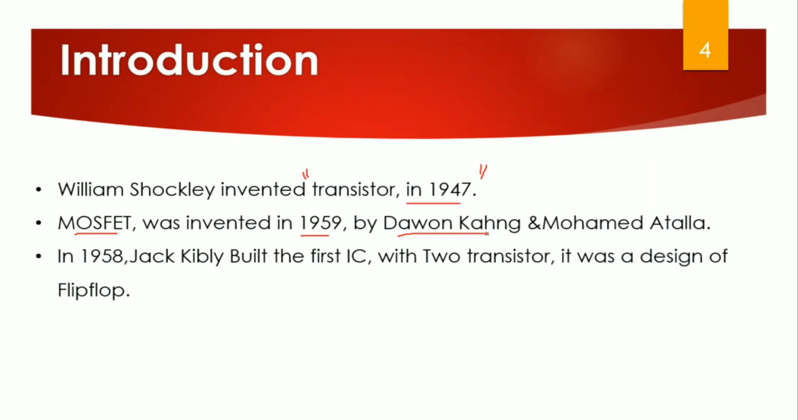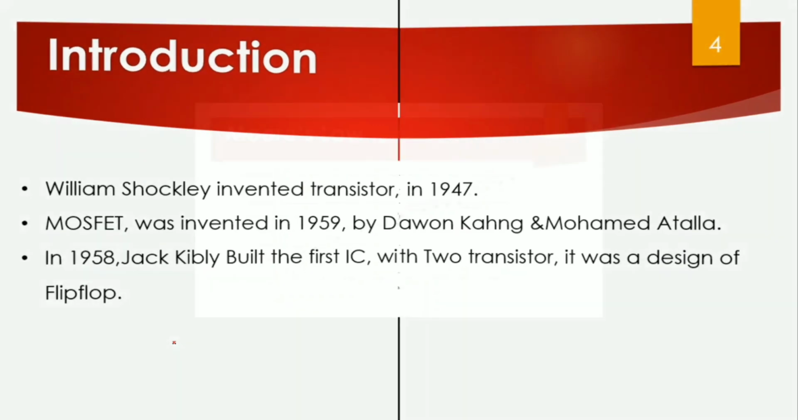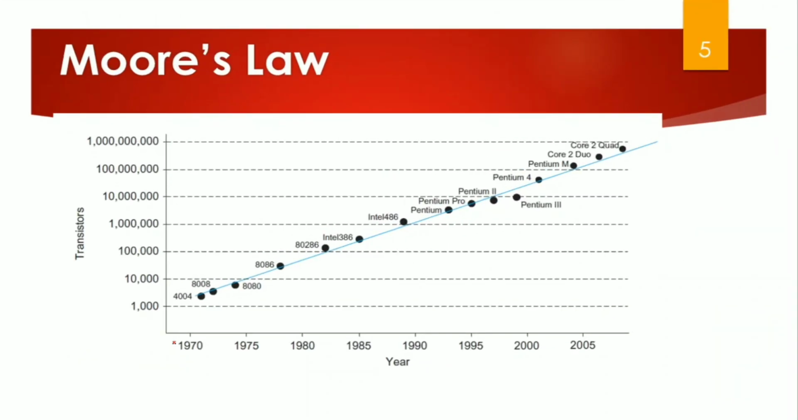Next is the generation of VLSI, which came after the generation of IC. In 1958, Jack Kilby built the first IC, which had a transistor in it and was designed only for making a flip-flop. That was a tiny IC, the first IC, designed by Jack Kilby in the year 1958. Next comes Moore's law.